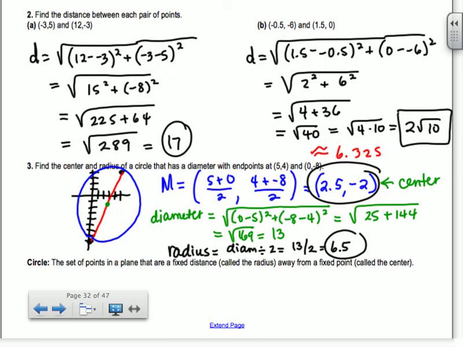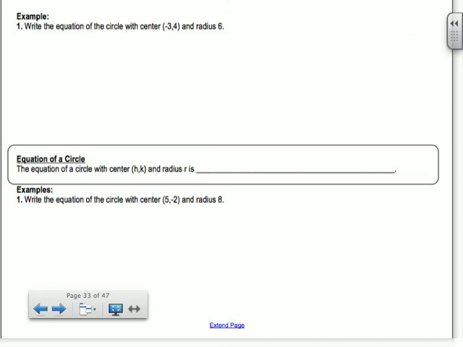We're just going to talk about the equation of a circle. So it says the set of points in a plane that are a fixed distance, called the radius, away from a fixed point, called the center. That's what a circle is. Okay, so write the equation of the circle with center negative 3, 4, and radius 6.